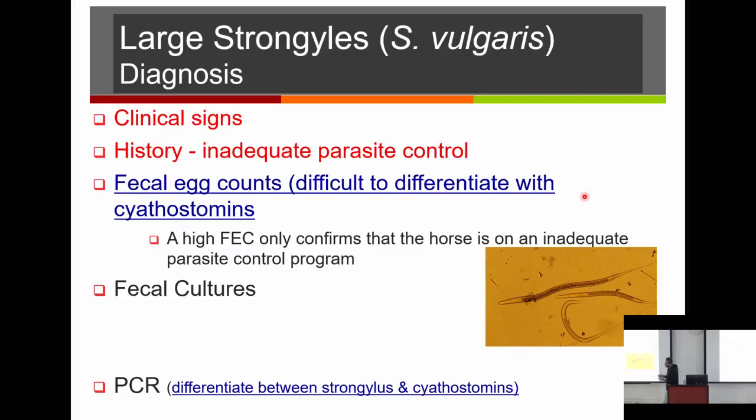So it depends. Does anyone know fecal culture? What does that mean? How to culture this fecal culture? Alam, fecal culture, just quickly. In the case of ruminants.